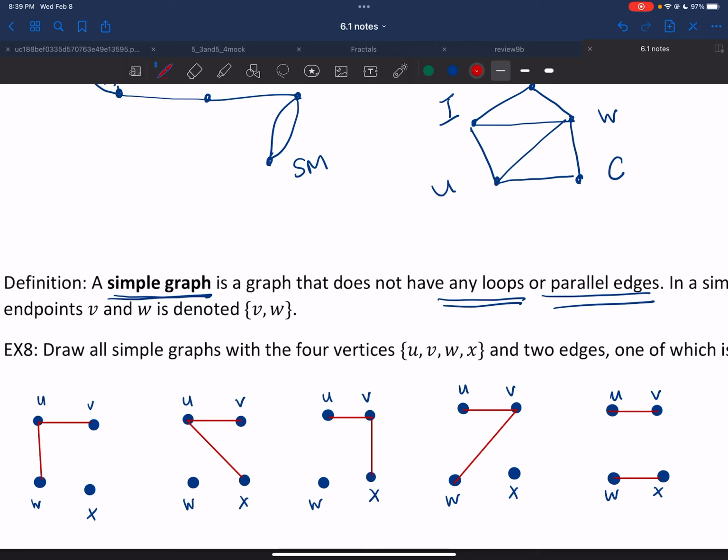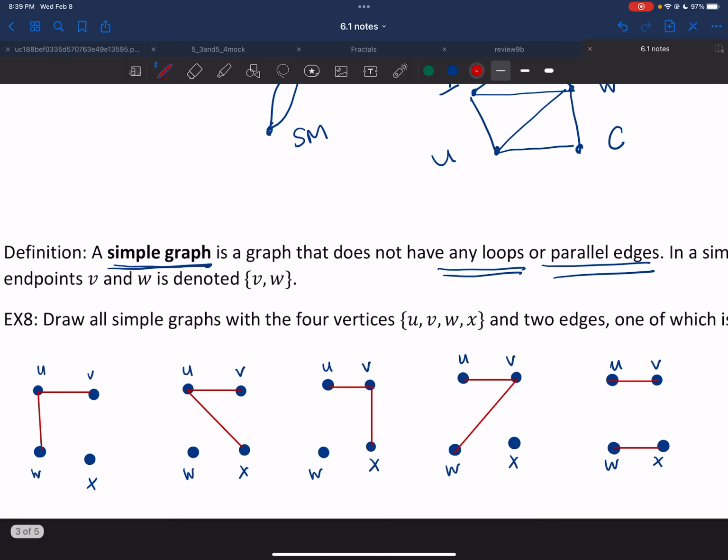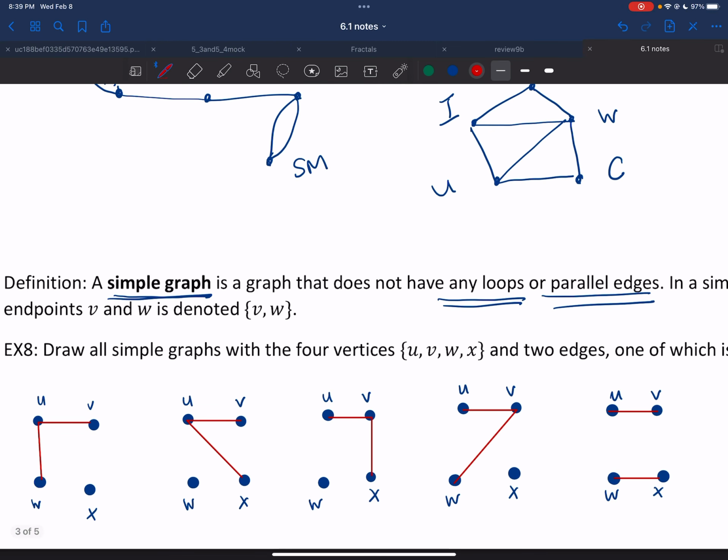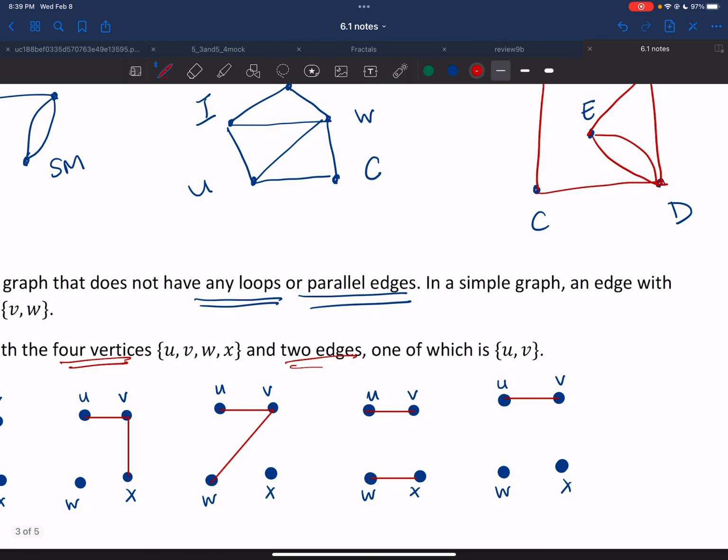I think that's it. Okay, so these would be an example of drawing simple graphs with four vertices and two edges. So we're just going to go ahead and erase this last section because we don't need that.